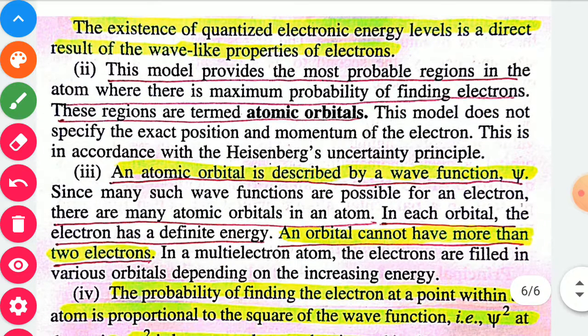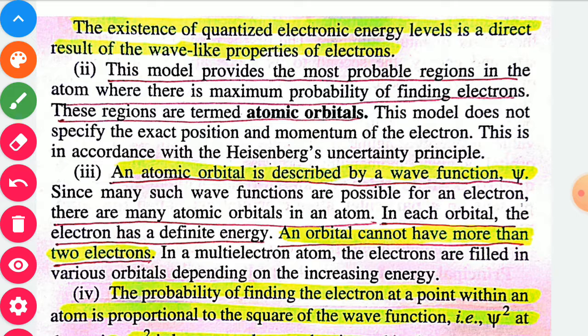This you already know. An atomic orbital is described by wave function psi. Since many such wave functions are possible for an electron, there are many atomic orbitals in an atom. In each orbital, the electron has a definite energy, meaning the energy of the electron is fixed because it depends upon which orbital the electron is present in. Therefore, the energy of the electron is quantized.